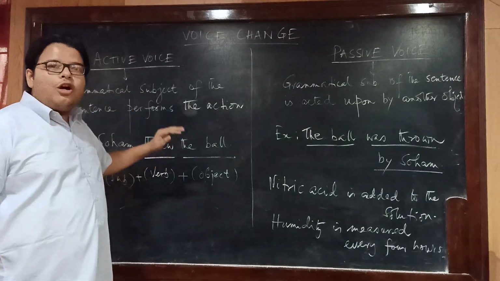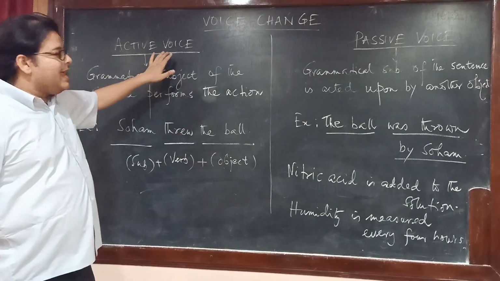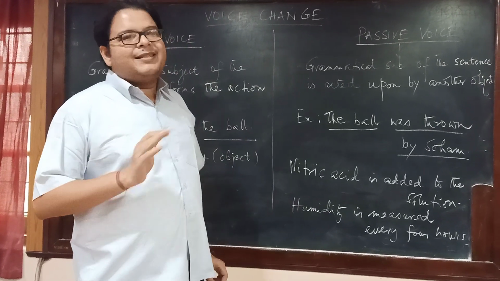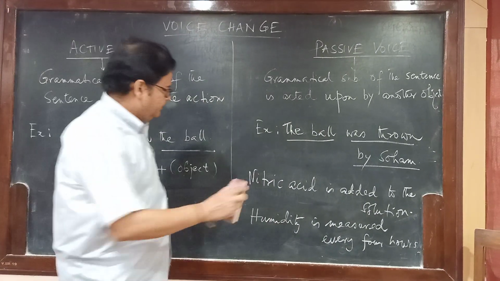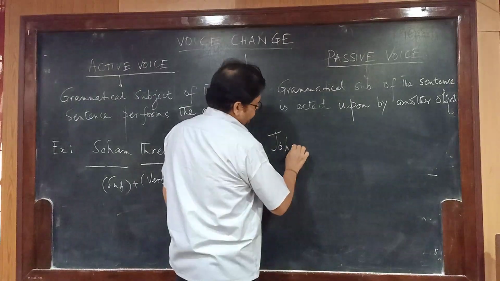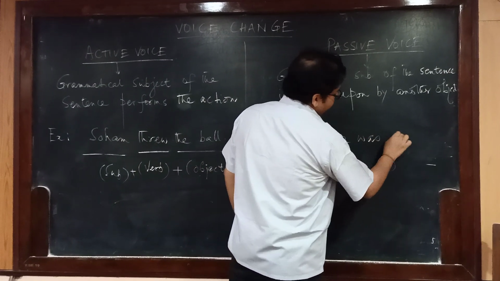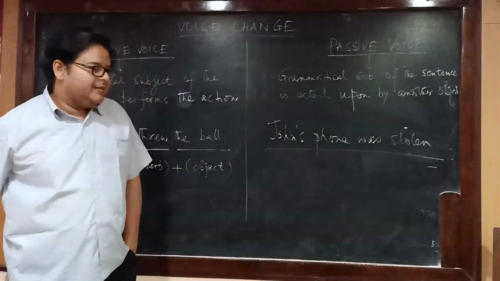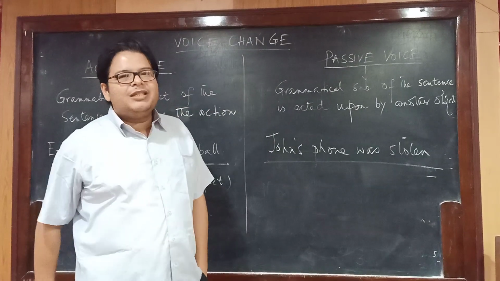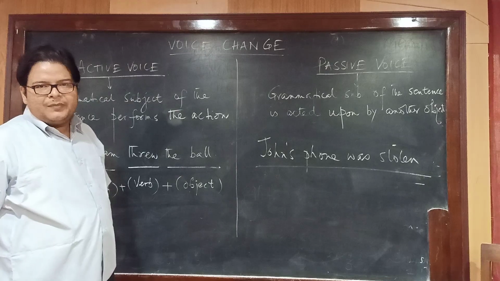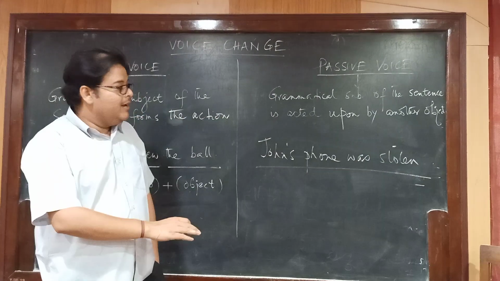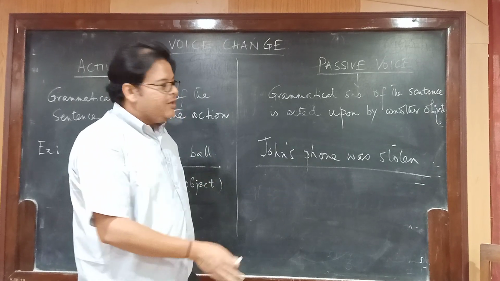Suppose you do not know the performer who has performed the action. To write in active voice, you need to know who the performer is. There can be sentences where you do not know the performer. For example, John's phone was stolen. Now, in this sentence, it may very well happen that you do not know who has stolen the phone. In that case, you cannot write in active voice. You can write that somebody has stolen John's phone, but it is better to write in passive voice. Since you do not know the performer or the actor, you leave it out of the sentence. And to leave it out of the sentence, you use passive voice.